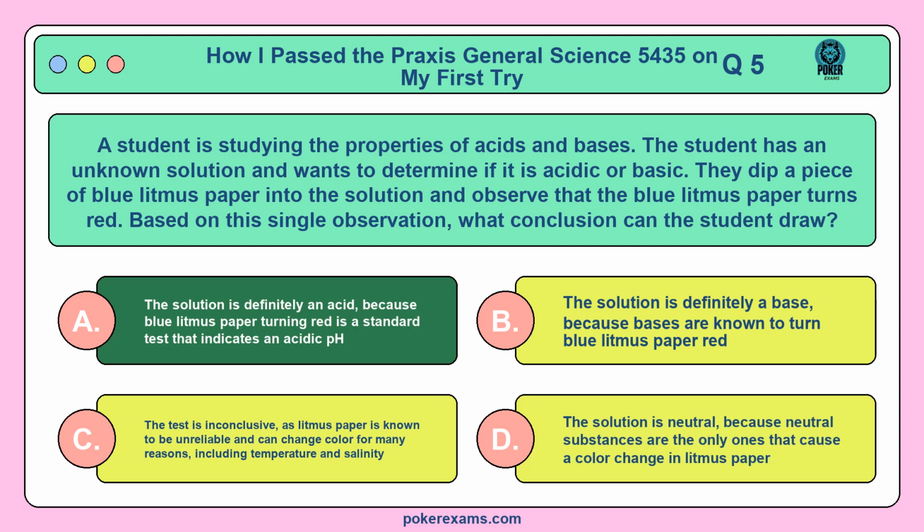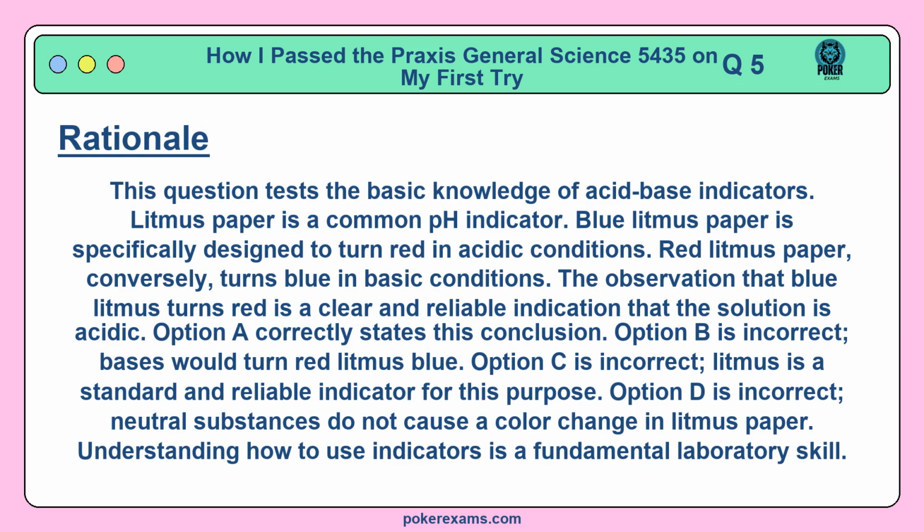The correct answer is A. This question tests the basic knowledge of acid-base indicators. Litmus paper is a common pH indicator. Blue litmus paper is specifically designed to turn red in acidic conditions. Red litmus paper, conversely, turns blue in basic conditions. The observation that blue litmus turns red is a clear and reliable indication that the solution is acidic. Option A correctly states this conclusion.